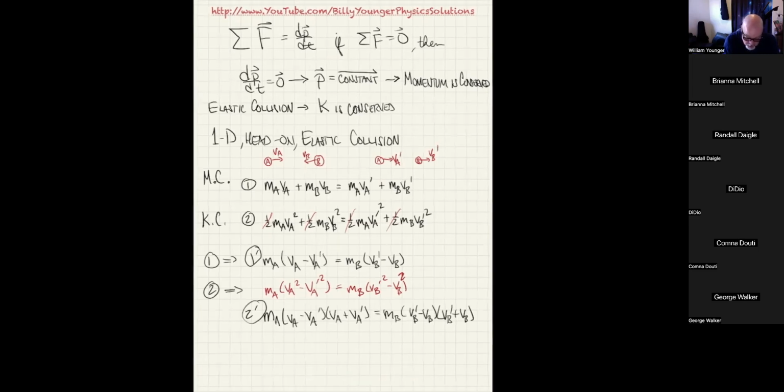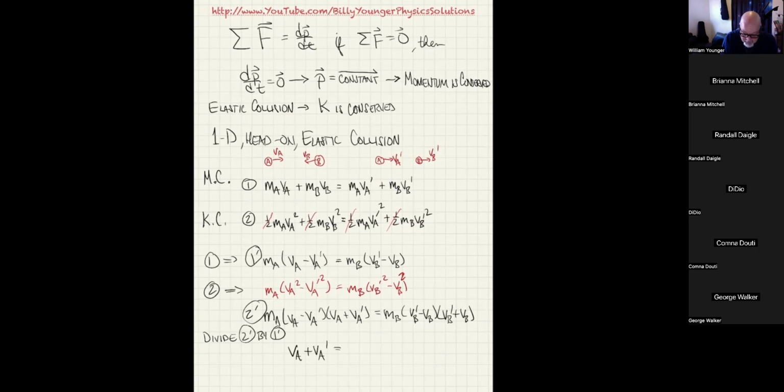Now I'm going to divide 2 prime by 1 prime. And of course, you can see already that the MA times VA minus VA prime is going to cancel out. And what I will get is, in fact, just VA plus VA prime on the left-hand side. And on the right-hand side, again, the MB is going to cancel out and the VB prime minus VB is going to cancel out.